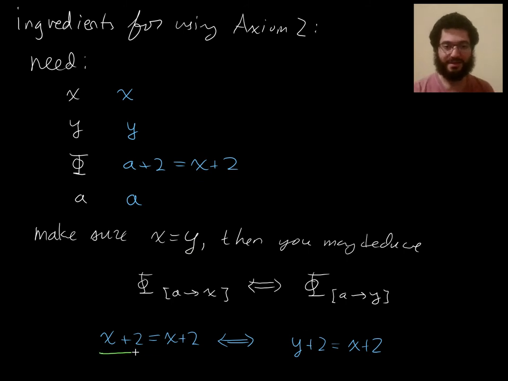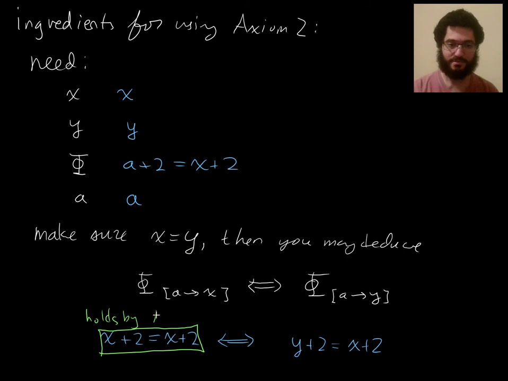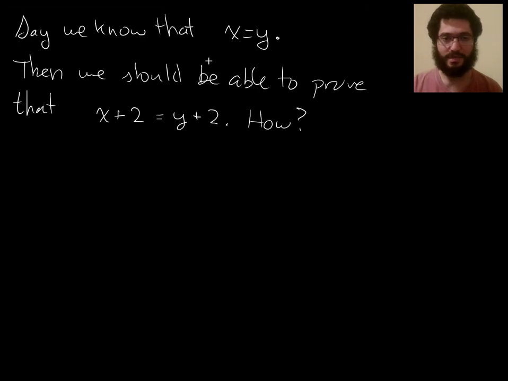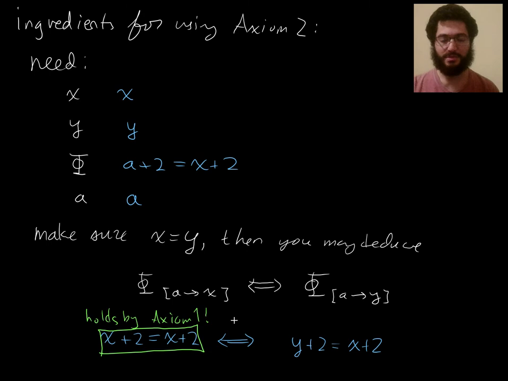But look, the left-hand side is actually true by axiom 1. And so I have the right-hand side, which is actually what I wanted. Although that's not what I said I wanted, is it? I said I wanted x plus 2 equals y plus 2. So I would need to apply another symmetry there. Okay.